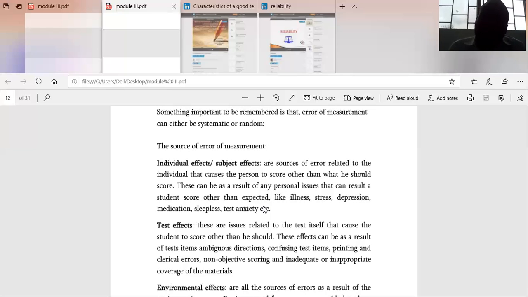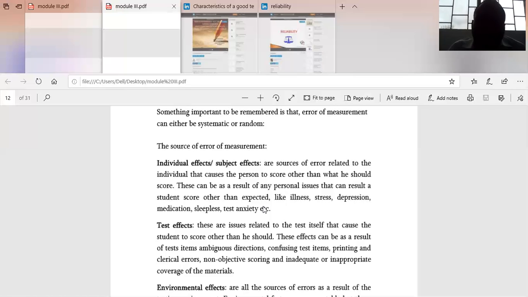Sometimes confusion of test items. You know, when you talk about the test item, I mean how the question was formulated. Could be either subjective or objective, and within objective, you know, there's multiple choice, there's matching items, true or false, but the way the item was formulated can confuse the student.